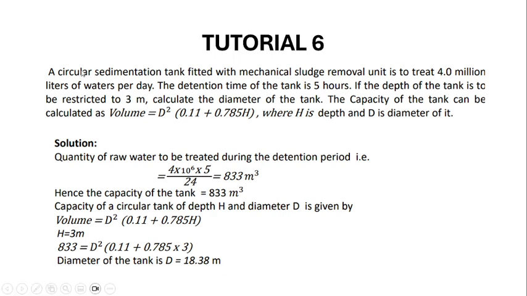Coming to tutorial 6, this problem is similar to the previous problem. Just now we have discussed this, but the data are different. The question: a circular sedimentation tank fitted with a mechanical sludge removal unit is to treat 4 million liters of water per day. So the flow rate is 4 million liters per day, which is 4 into 10 power 6.